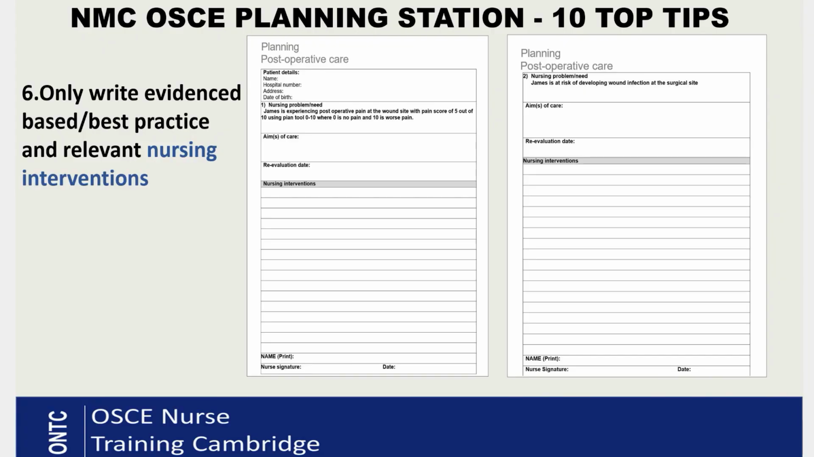Okay, so number 6, only write evidence-based practice and relevant nursing interventions to that nursing need. So it means all your interventions should obviously be according to that nursing need, should be related to that nursing need, and evidence based. It means it should be current and evidence based best practice.